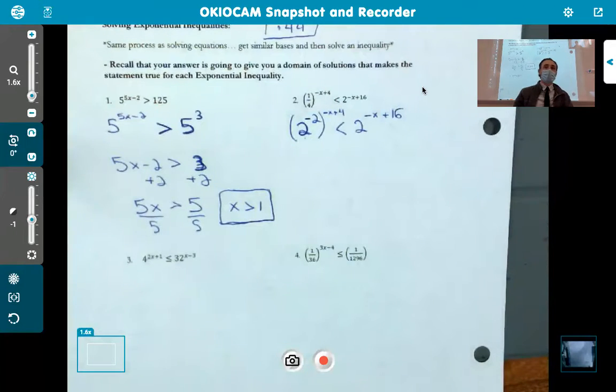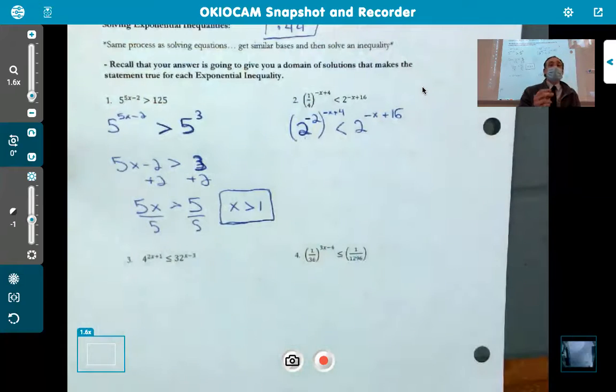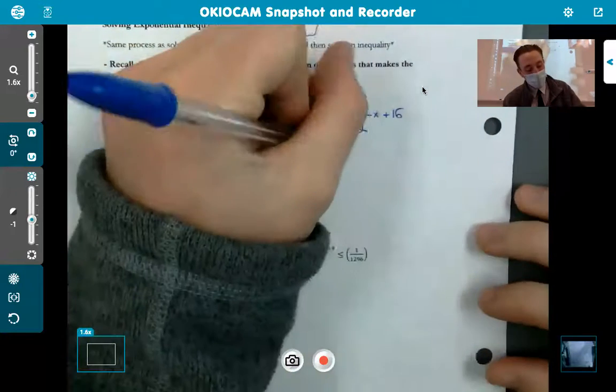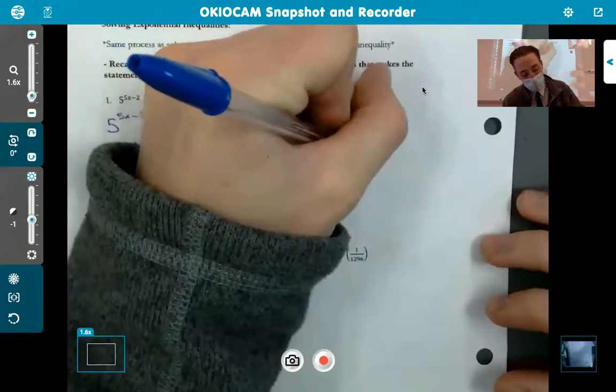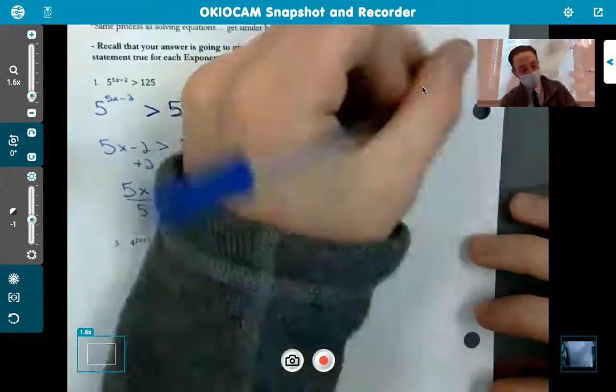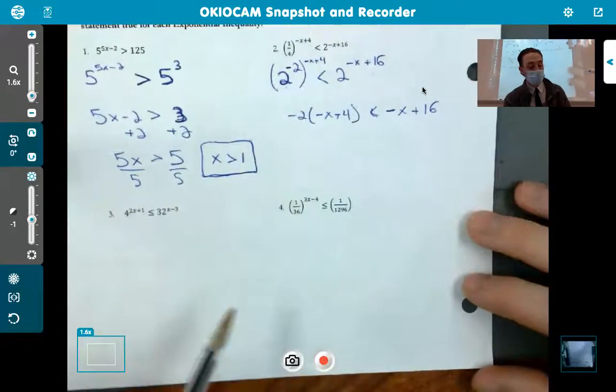Everybody with me so far? So then, Jenna, as you said, we're going to distribute that negative 2. The reason that we do that, anytime we have an exponent raised to an exponent, what operation takes place between those values? Well, not just multiplication, right? So I have the same base. I'm going to set the exponents equal to each other. And then to simplify, as you said, we're going to do distribution on the left-hand side.